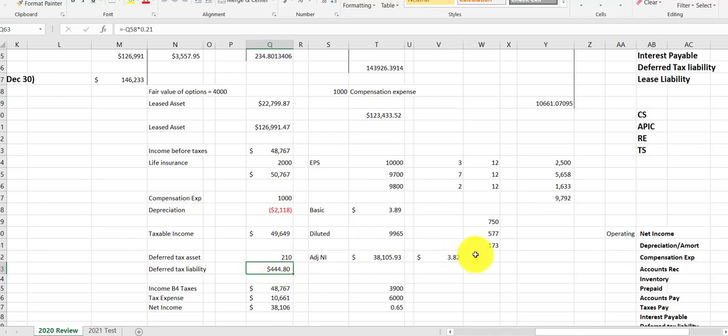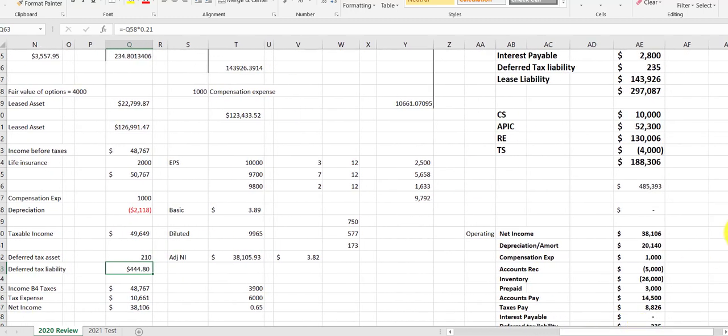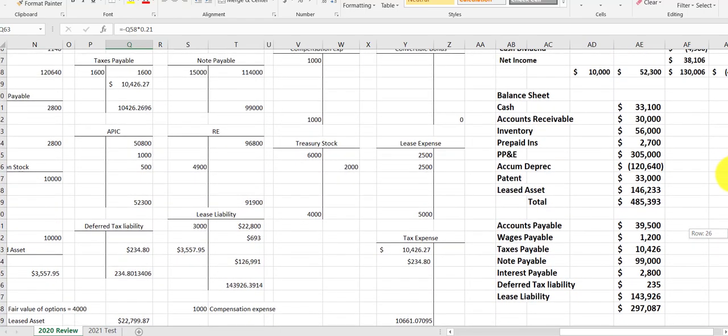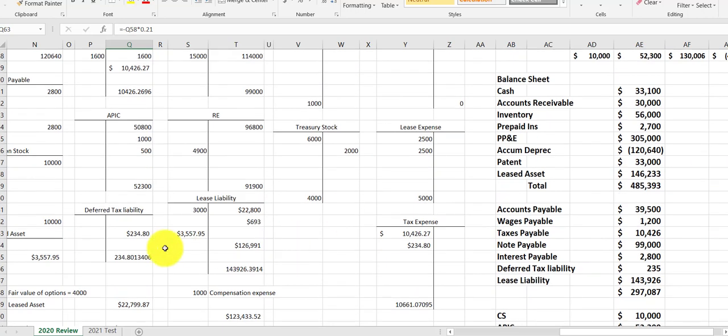So on the balance sheet, okay, you could have set up a deferred tax asset and deferred tax liability T account, each one. But on the balance sheet, they are to be accumulated into one and just take the difference. So $235 is what I did in the actual T accounts and on the balance sheet.